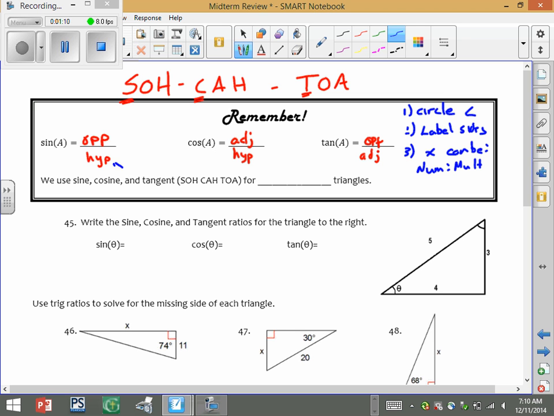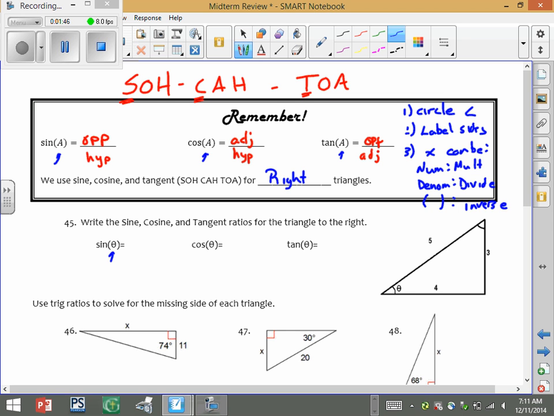X can be in the denominator, right? Like right here. And if x happened to be where the hypotenuse or the adjacent is for tangent, remember that if it was in the denominator, we would divide. Or x could also be in the parentheses, where the angle is right there. And if it was in the parentheses, remember that's where we used the inverse. So when we use sine, cosine, and tangent, we can only do that for right triangles. Keep that in mind.